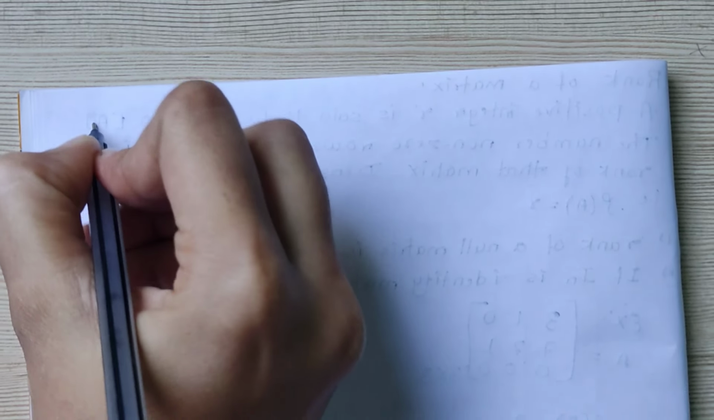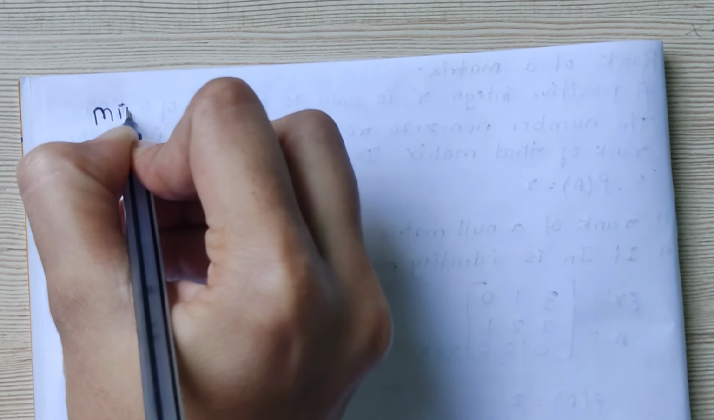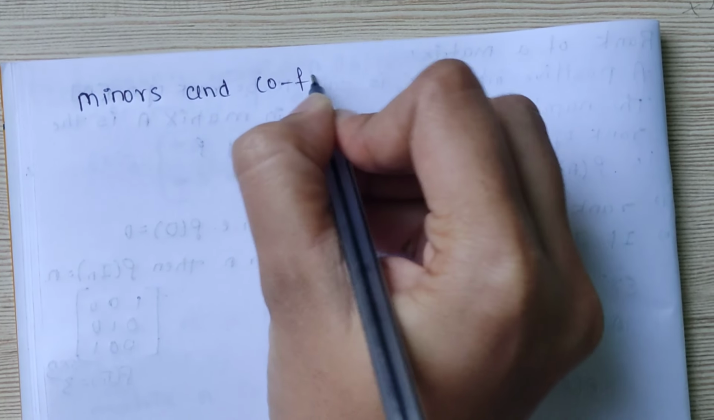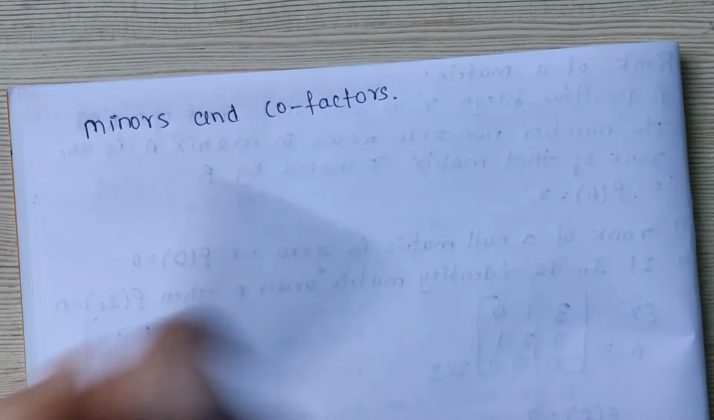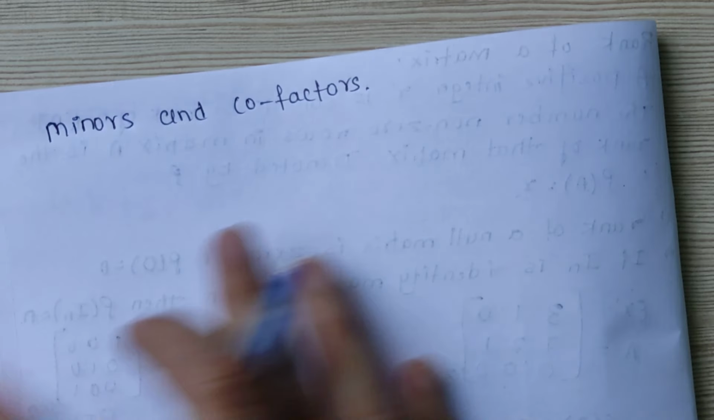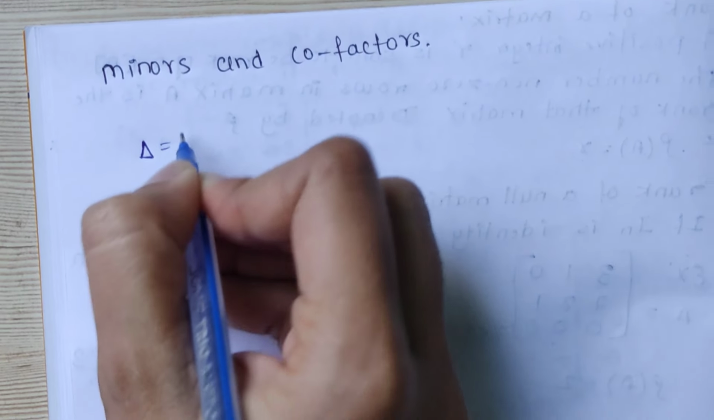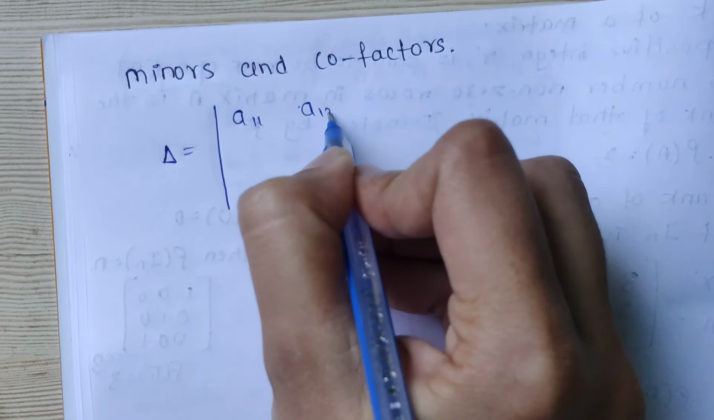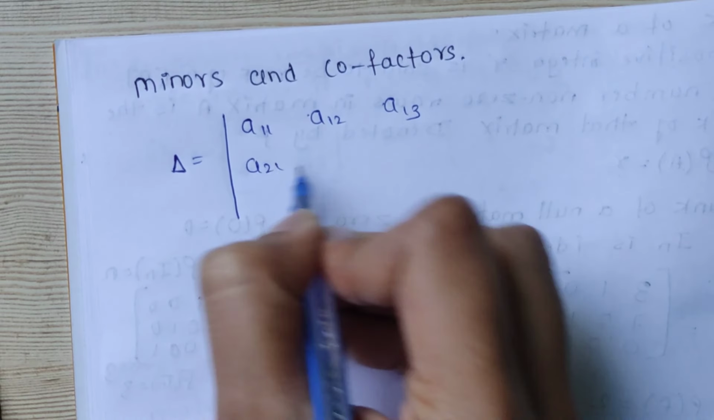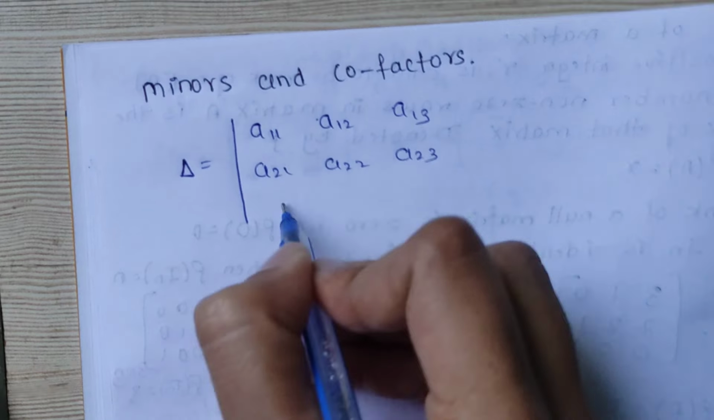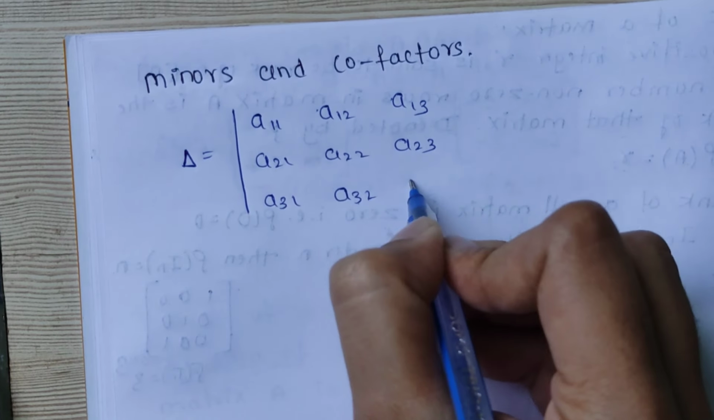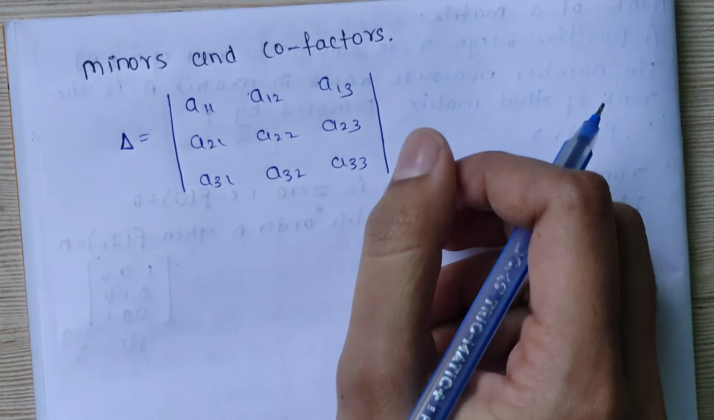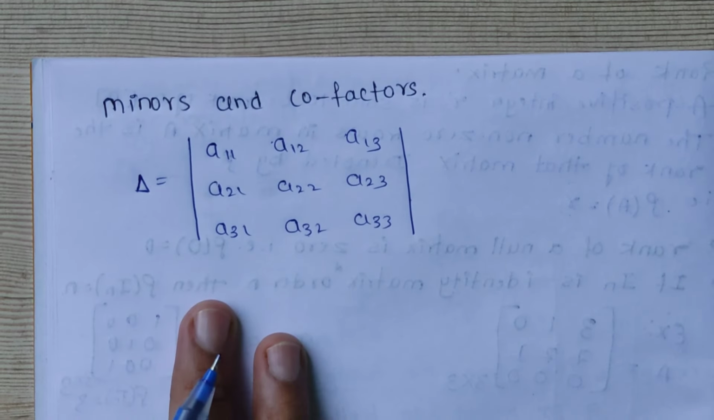So next topic is minors and cofactors. So let us take, if we consider the determinant of a matrix like this: A11, A12, A13, A21, A22, A23, A31, A32, A33. So let us take it as a matrix.